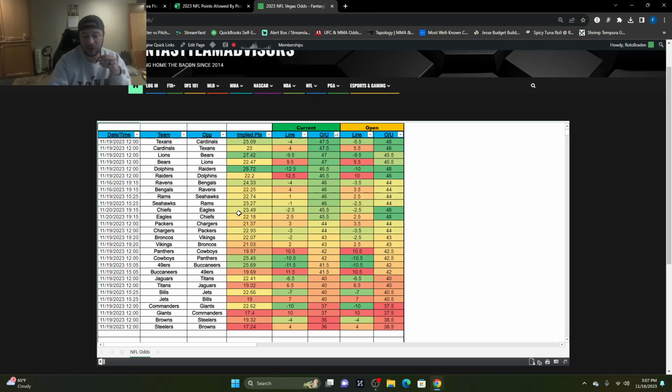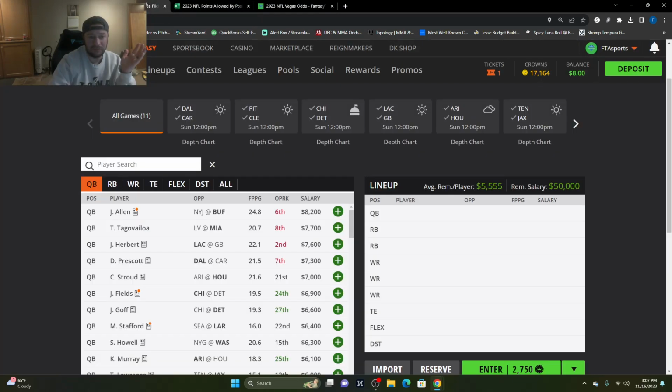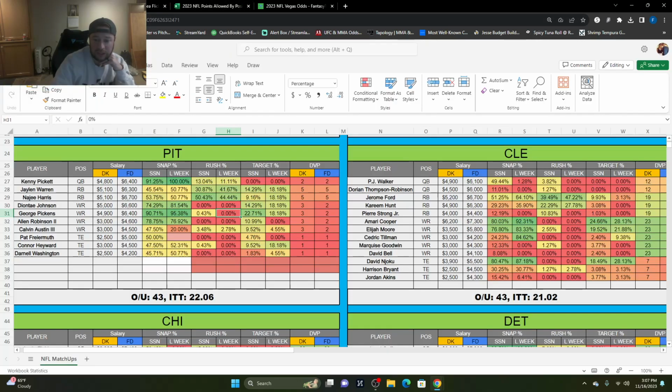If we just look at this, Pittsburgh and Cleveland are the lowest over-under right now. Not good. They're at 36, where Cleveland's actually a 4-point favorite right now, which I don't understand. They're going to be starting, what's his name? Dorian Thompson-Robinson. So let's just look at it. If you've got questions, we will answer them as quickly as we possibly can down below.